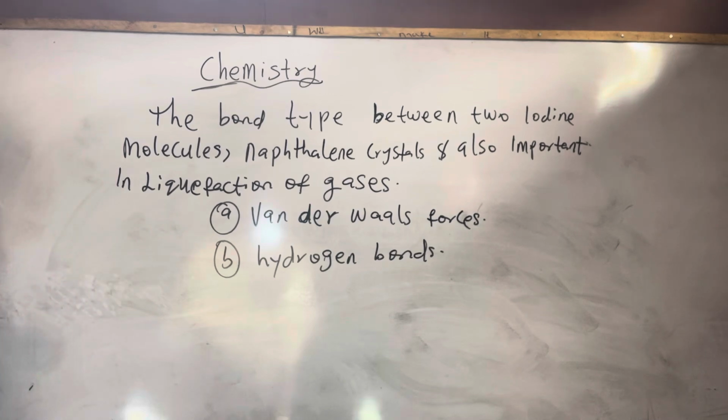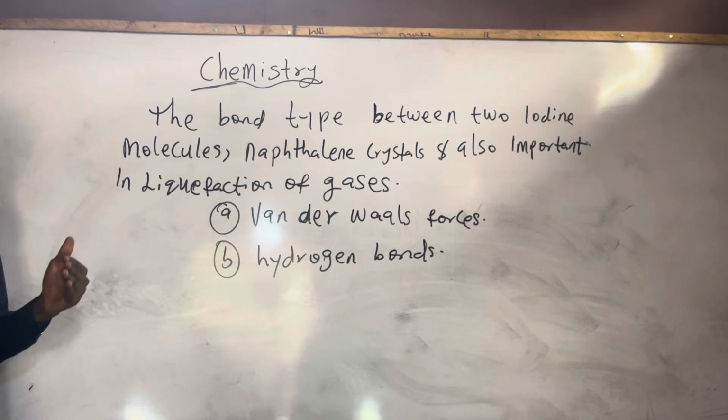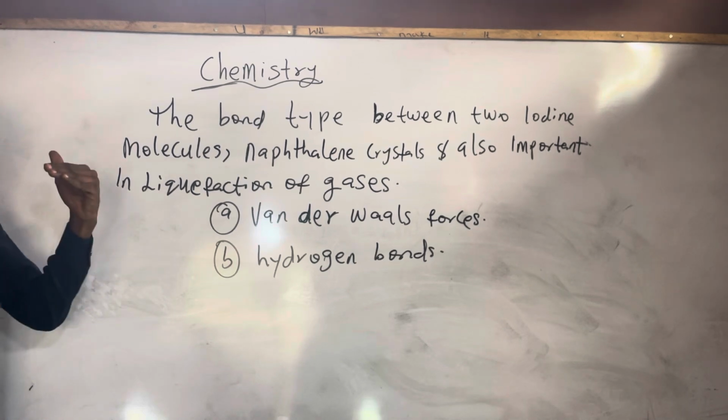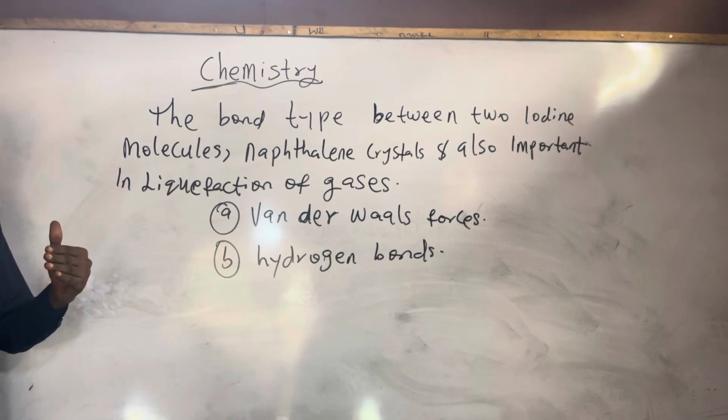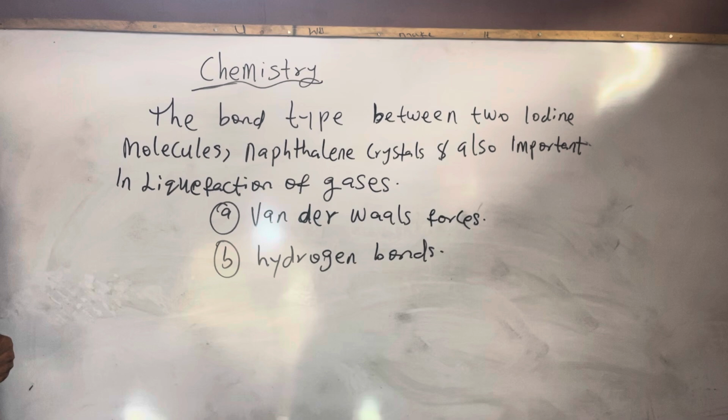Remember what I told you: in ionic bond, electrovalent bond, it is transfer. Covalent means sharing. We have described single covalent, double covalent, and triple covalent.